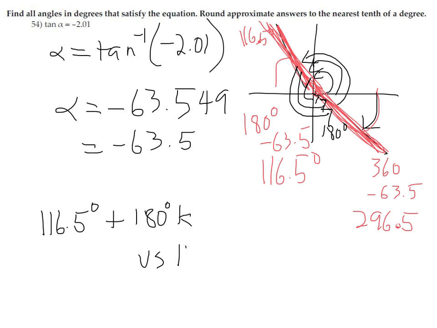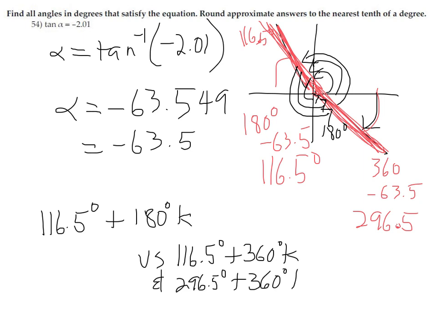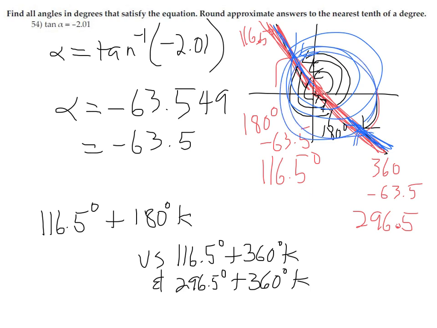You could also do it this way. Add a full 360 and do the 296.5 degrees plus a full 360. Okay. That's the two solutions. That's like taking this answer and adding a full circle and just continuing to get that answer, but missing this other one. So then come back over to this answer and add a full circle to that one. So you can get these two answers in two ways.